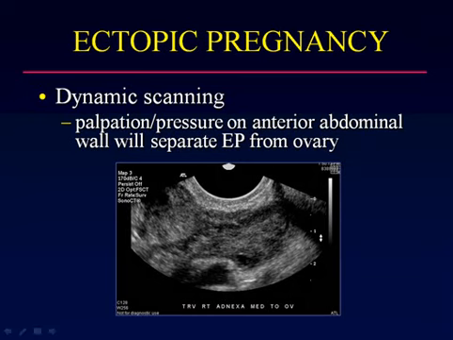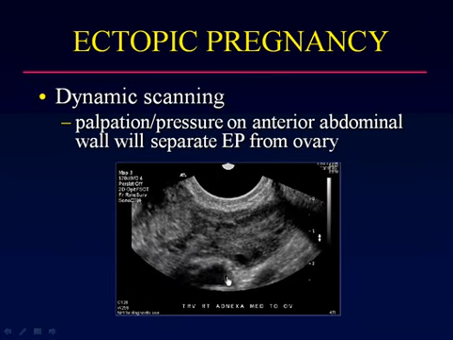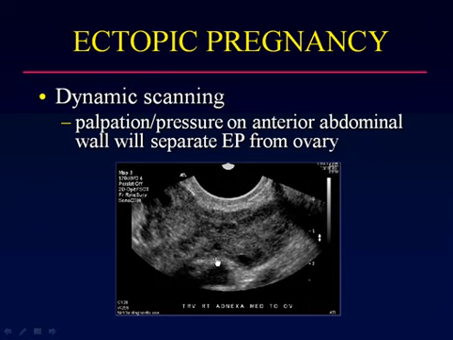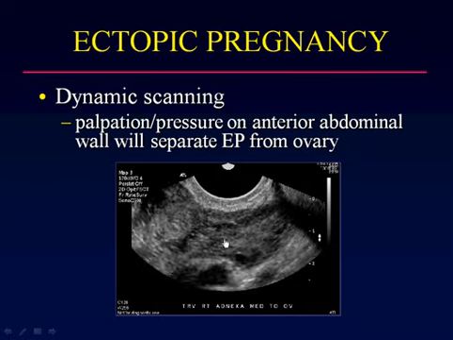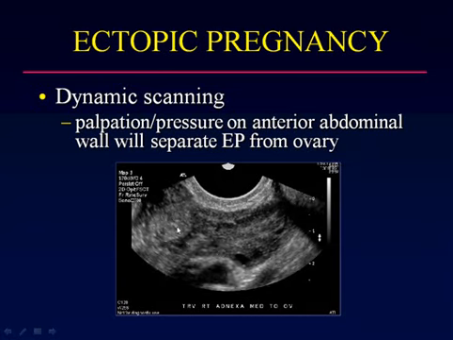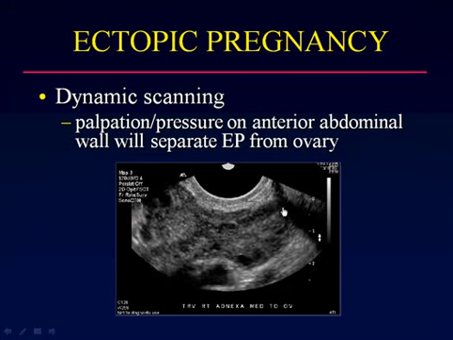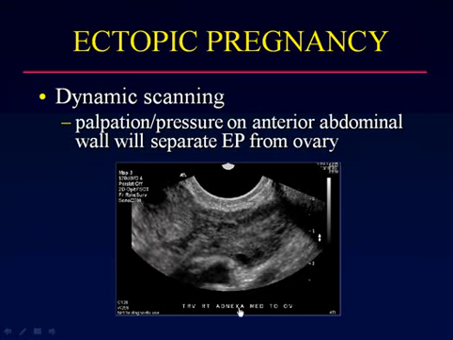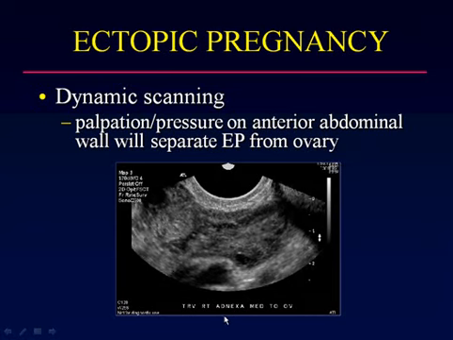And then the last thing you might try and do is dynamic scanning, and you push on the anterior abdominal wall and you see if you can separate the cystic structure that you see here on the left-hand side of the slide from the ovary here on the right-hand side. And this is a video clip demonstrating that as we push anteriorly, you can see that the ectopic pregnancy, which is very echogenic, moves quite separately from the ovary here, which is hardly moving at all, implying that this structure is separate.